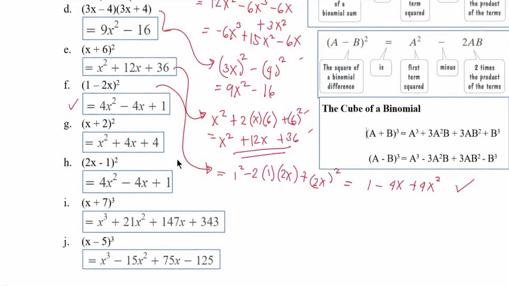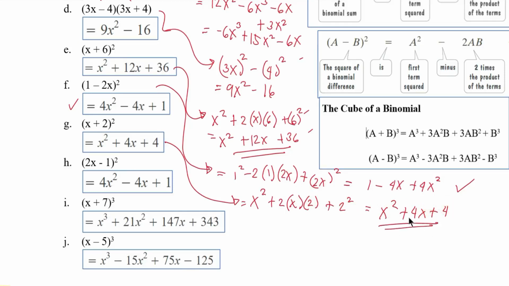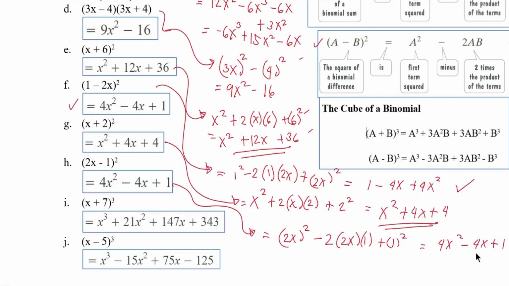Letter G. Again, square of binomial sum. So we have x squared, first term squared, plus 2 multiplied by x and 2, plus the last term squared. So the answer will be x squared plus 4x plus 4. Letter H, again, square of binomial. So equal to first term square, 2x squared, minus 2 multiplied by the product of 2x and 1, then the last term, 1 square. So we apply this formula again. So equal to 4x squared minus 4x plus 1.